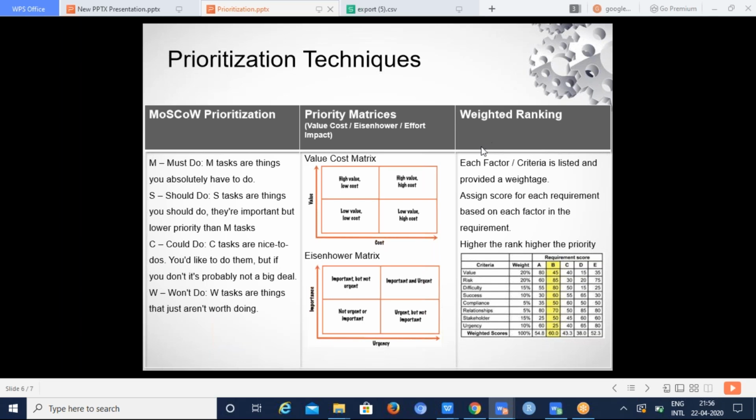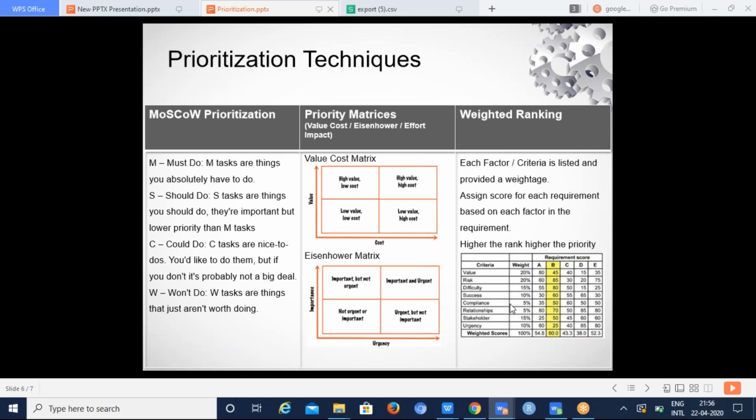And the last technique which we are going to see is the weighted ranking technique. In case of weighted ranking, we come up with a list of factors. Say, for example, we can consider all the factors which we saw in slide number 3 that affect prioritization. Those can be the criteria, and each criterion will be assigned a weight. And then we have the requirements, and each requirement will be assigned a score.